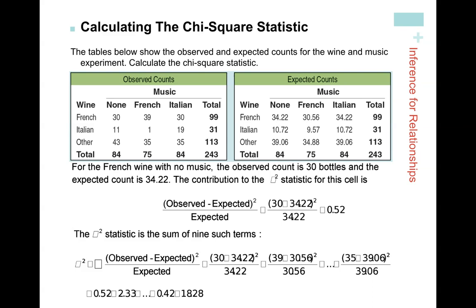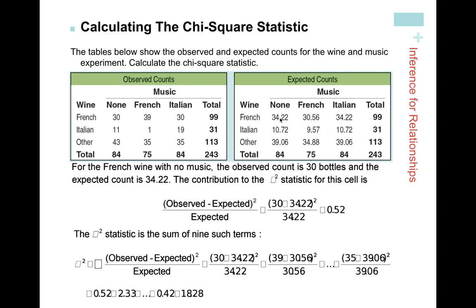How do we get the expected counts? Do 99 times 84, so row total times column total divided by total. That will give you the expected counts. So here are now the expected counts for all 9 of those cells. Notice that expected counts do not have to be integers. It's perfectly fine for it to be 34.22. Now, can you sell 0.22 of a bottle of wine? No, you can't, but that's okay. These are expected counts.